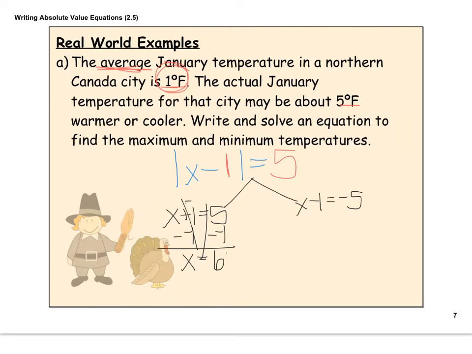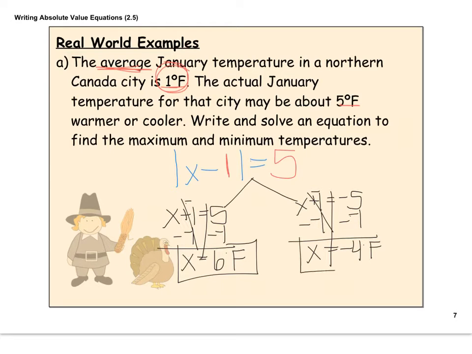Technically, we should label it, so it would really be 6 degrees Fahrenheit. But if you don't label on your homework, I'm not going to mark it wrong. Keep, change on your other one, minus a negative 1. And always, again, be careful with your math. But x equals negative 4 degrees Fahrenheit.